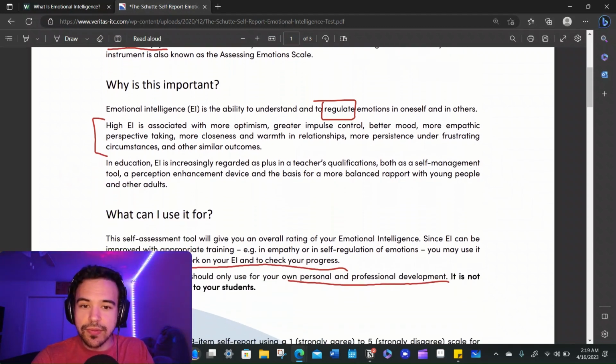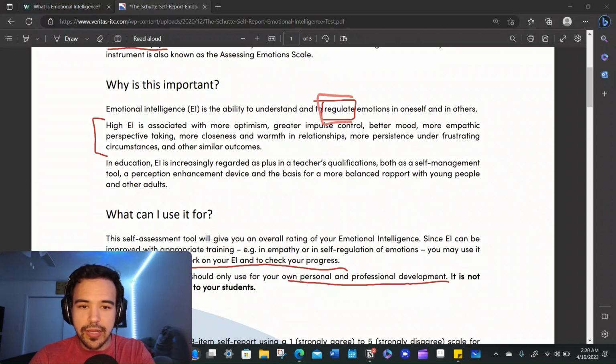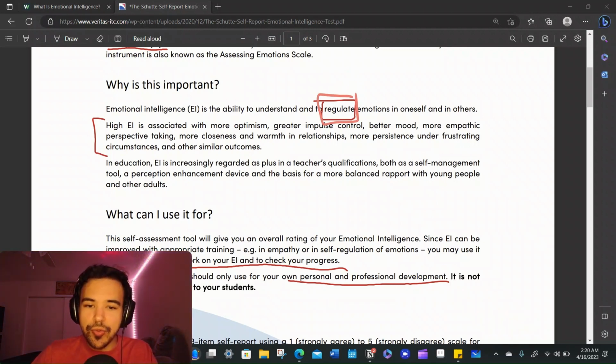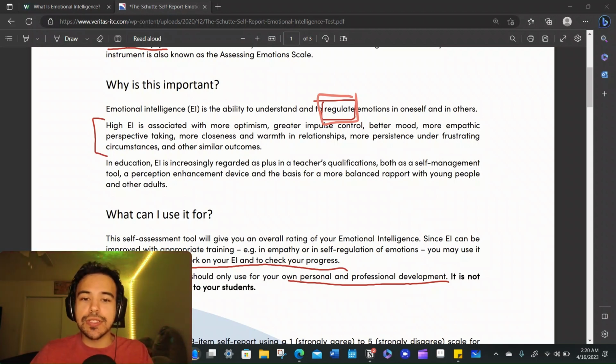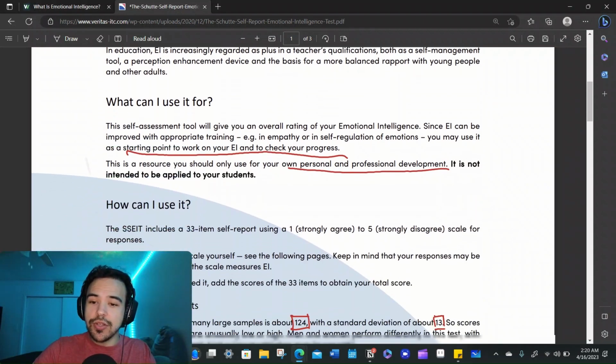Why is it important? EI is the ability to understand and regulate. I highlighted that because it's a good keyword. Regulate emotions in oneself and in others. High EI is associated with more optimism, greater impulse control, better mood, more empathetic perspective taking, more closeness and warmth in relationships, more persistence under frustrating circumstances, and other similar outcomes. Solid. Solid.